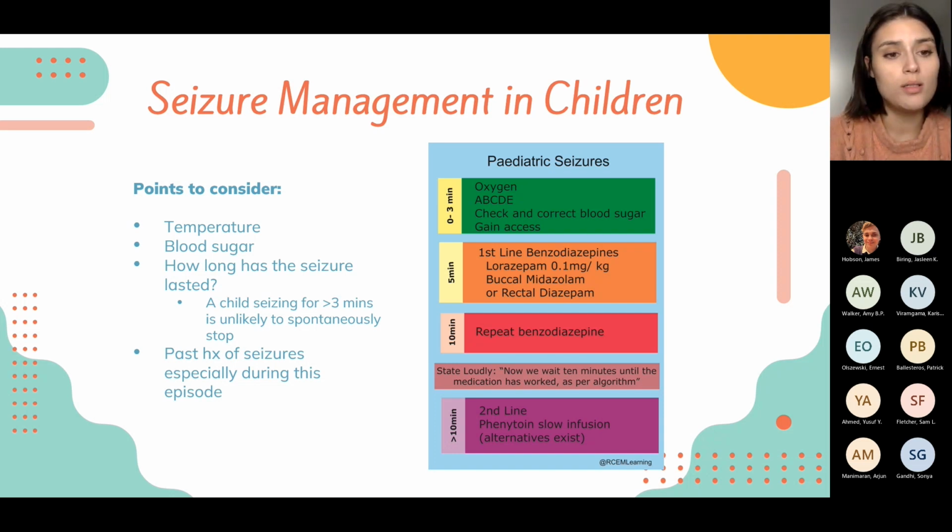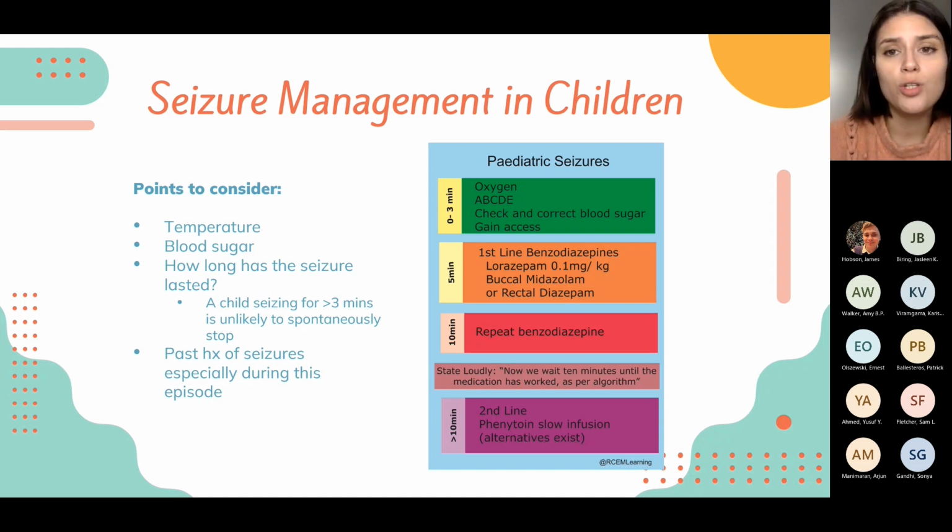And then you want to ask about the past history of seizures, especially. So just going through this algorithm briefly. If they're not coming around after 5 minutes, then you want to go for your first line treatment option. So that's your benzodiazepines, okay? Obviously, ideally, they would have IV access, but within 5 minutes, trying to get peripheral access in a child, you might not be so lucky. So your other options are buccal midazolam or rectal diazepam. Obviously, buccal would be a bit nicer than rectal, but if they're old enough to have teeth, then just be careful of your fingers.